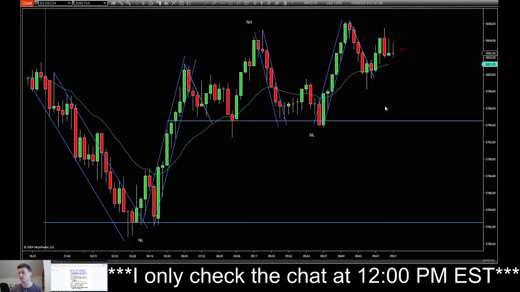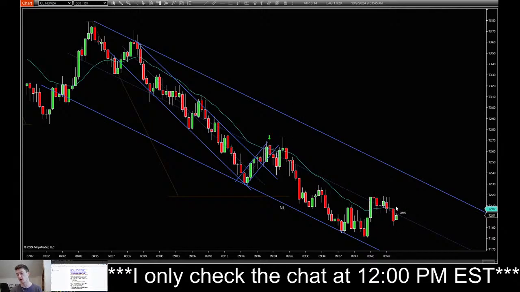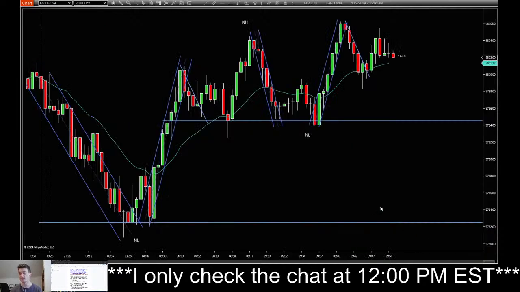So I'm looking for a possible second entry long on the ES, and I'm looking for a possible lower high on CL. This looks like a downtrend to me. There's a first entry, break higher, second entry. Now we're below the EMA. So if we do get a lower high confirmation setup below the EMA with a nice bearish bar, then I would definitely consider that on CL.